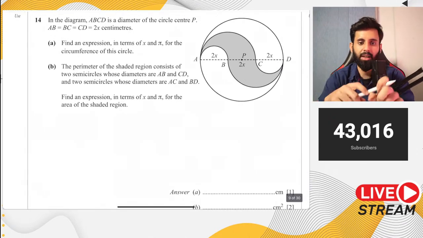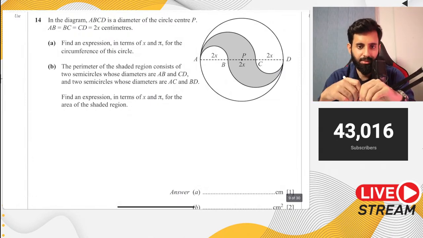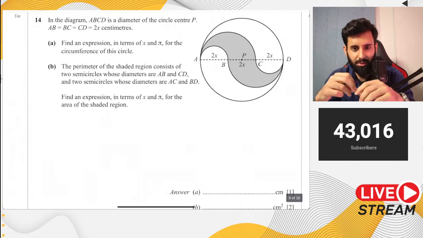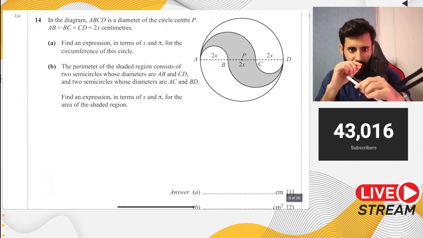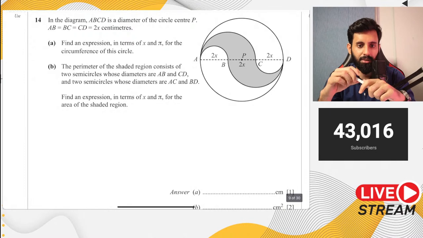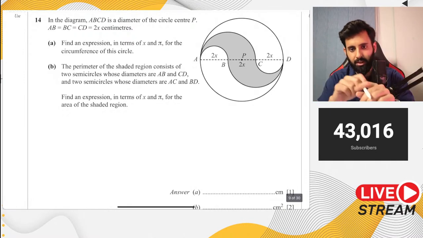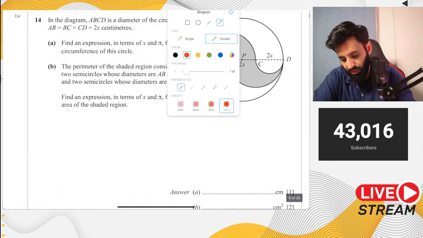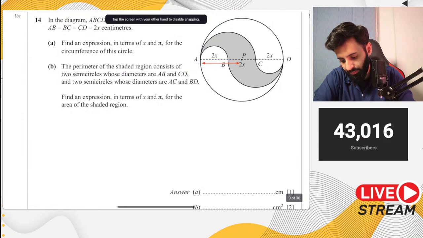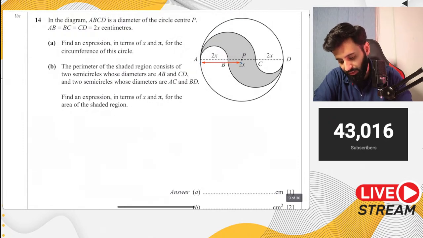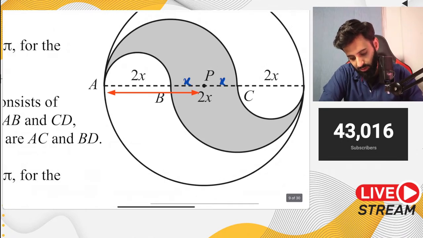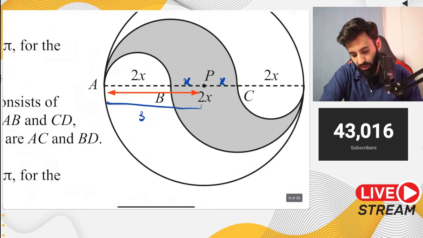So it says here, in the diagram, ABCD is a diameter of the circle, center P. AB is equal to BC, which is equal to CD, which is equal to 2x centimeter. Okay, find an expression in terms of x and pi for the circumference of the circle. So we're talking about the entire circle, all right? That shouldn't be a problem. So the radius of the entire circle is going to be equal to 2x plus x, so the radius of the entire circle is going to be 3x, okay?